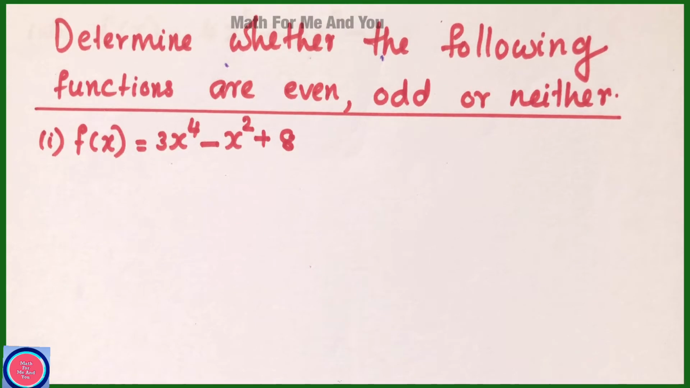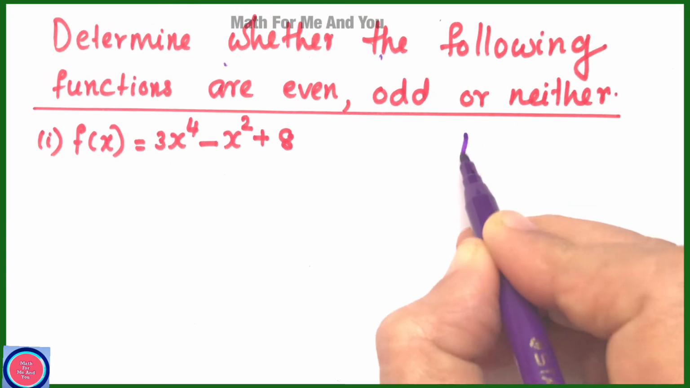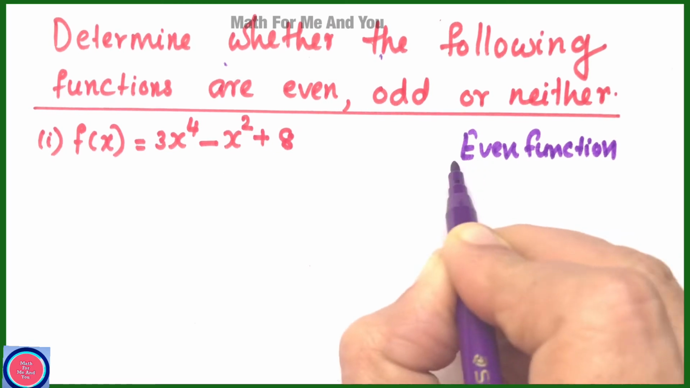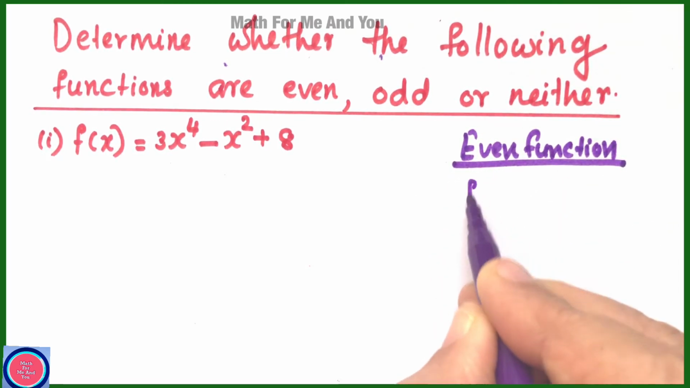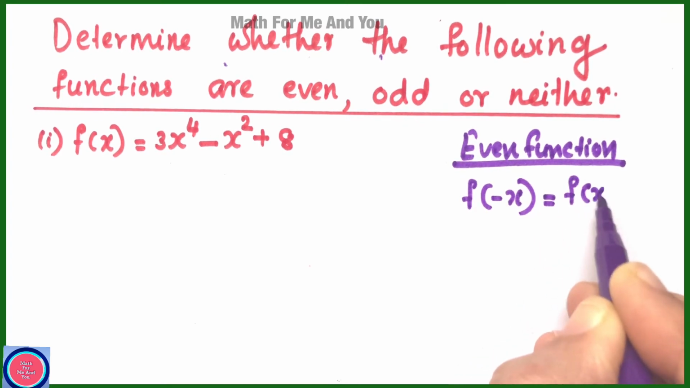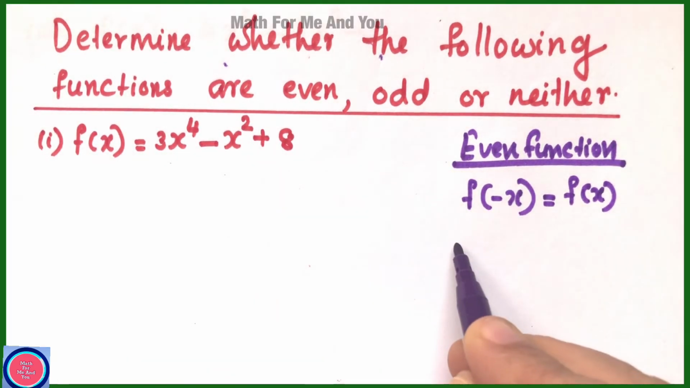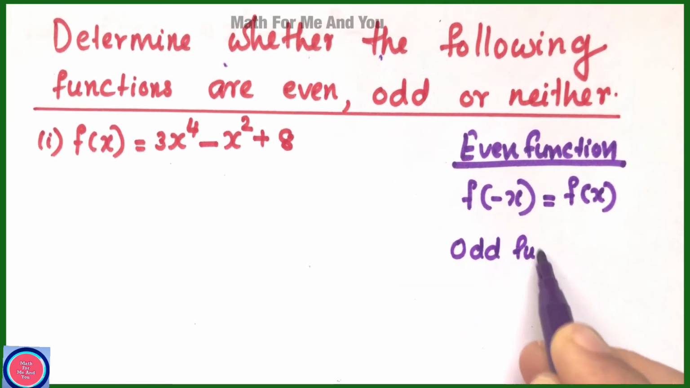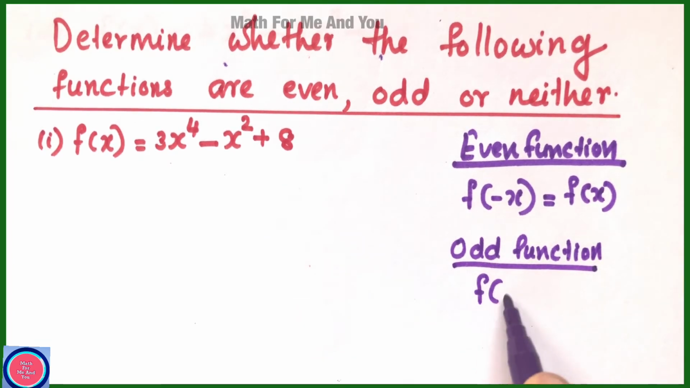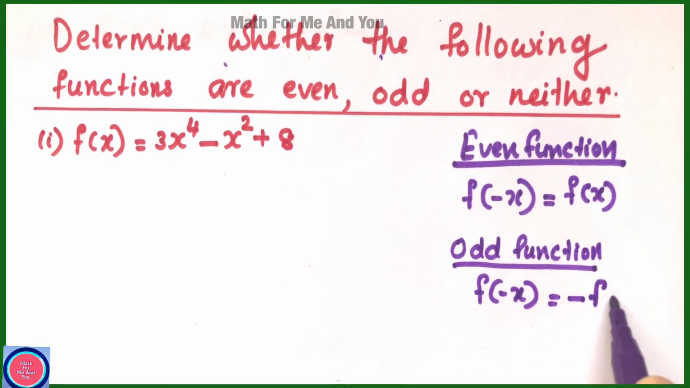Look at a question. Determine whether the following functions are even, odd or neither. You can see a function here. We are going to check whether this function is even, odd or neither. For an even function, we know f of minus x is equal to f of x. That means if we replace x with minus x, we get the same function f of x. What is the formula for an odd function? If a function is odd, then f of minus x equals minus f of x. That means if we replace x with minus x, we get the answer minus f of x.